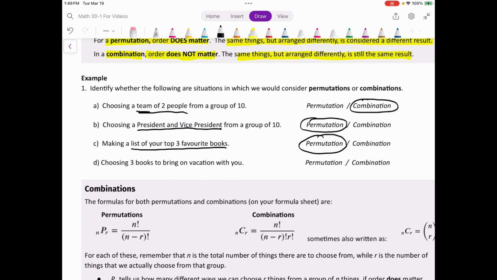So there might be different ways to choose the 3 books. I might choose those 3 books or a different 3 books, but choosing the same 3 books in a different order doesn't give us a different outcome. So that is a combination, okay?